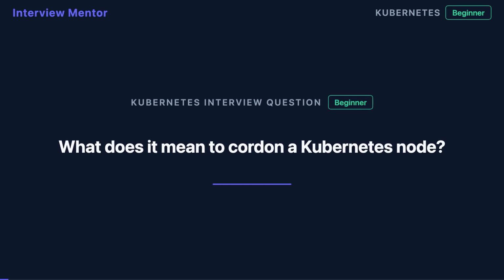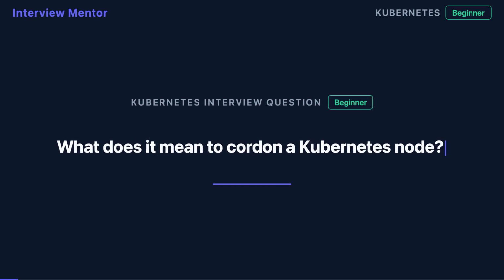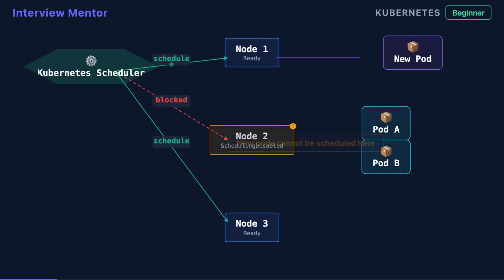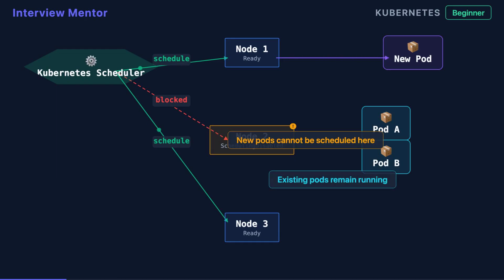What does it mean to cordon a Kubernetes node? Think of it like hanging a no vacancy sign on a hotel. Current guests can stay, but no new reservations are allowed. When you cordon a node, you're telling the Kubernetes scheduler to stop placing new pods on that node. The node is marked as unschedulable.